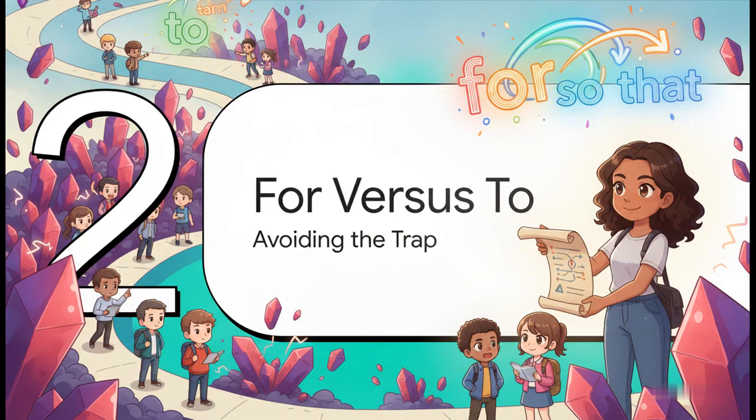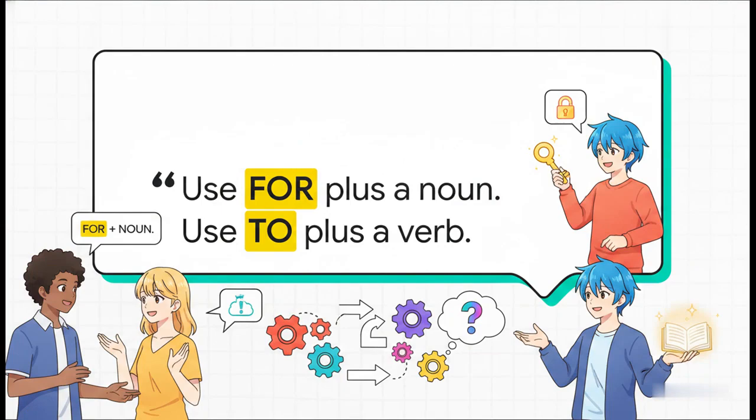Okay, moving on to section 2, the for versus to trap. You've got the basics down, but now we're walking into a bit of a linguistic minefield where a lot of students get tripped up. But don't stress, I've got the map for us right here. So here is your golden rule. I really want you to lock this one into your memory.